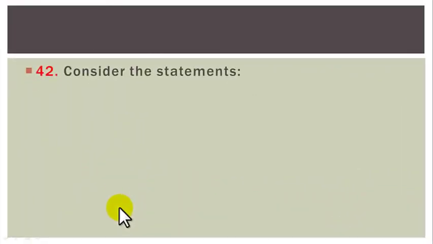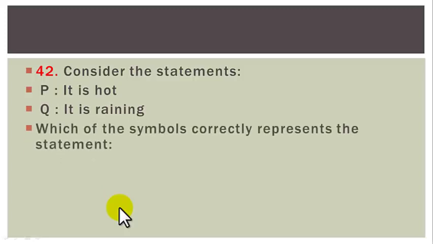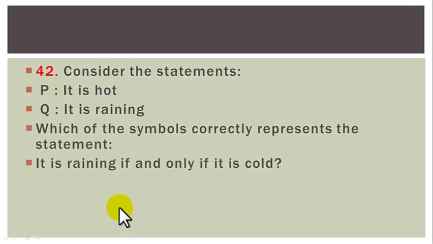Question number 42. Consider the statement P: it is hot. Q: it is raining. Which of the symbols correctly represent the statement: it is raining if and only if it is cool. Solution. The statement it is raining, that is Q, if and only if.